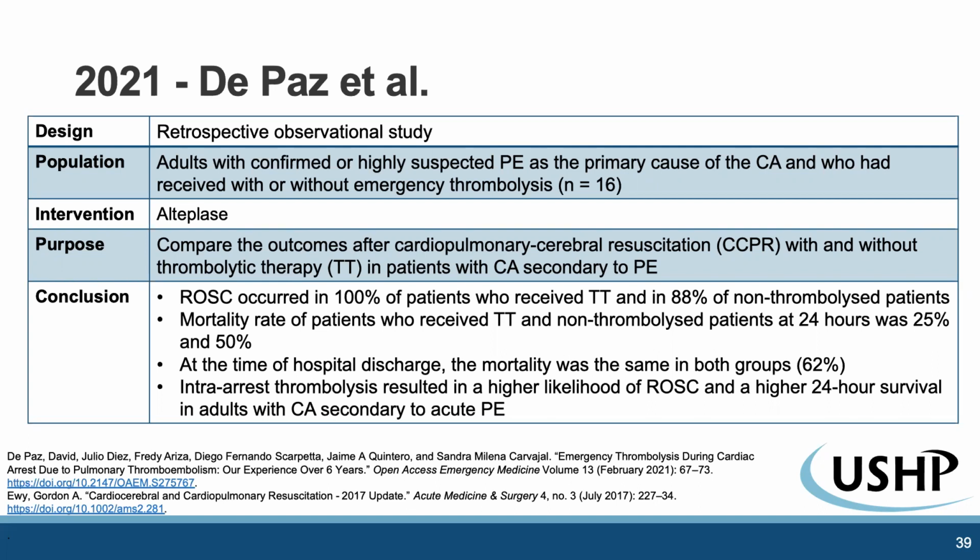And lastly, the intra-arrest thrombolysis resulted in a higher likelihood of ROSC and a higher 24-hour survival rate in adults with cardiac arrest secondary to acute PE. And so from this study, we were able to see that the mortality rate is actually the same between the two groups when utilizing thrombolysis, but we are still in support of using fibrinolytics in this circumstance, in which there's a higher 24-hour survival rate in patients who have cardiac arrest secondary to PE, despite using alteplase versus no alteplase in the study.